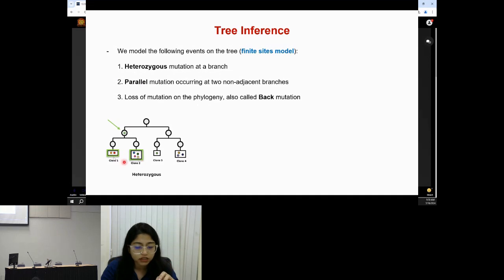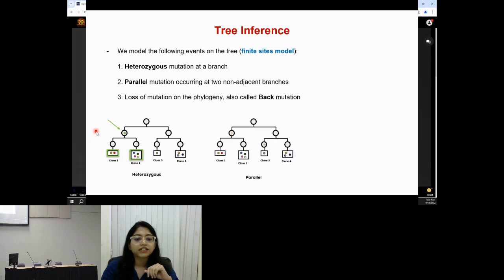The circles in between these clones are the cells, which are clustered using the mutation likelihood matrix, which I just described. The second case we have considered is the parallel case, where subsequently 2 mutations can occur at parallel branches. So this orange mutation will be harbored by clone 1, clone 2, and clone 3.